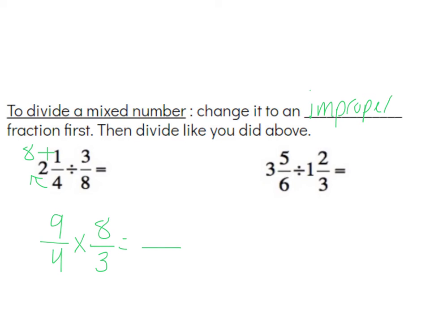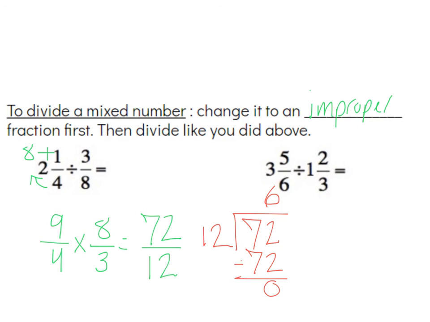Now, when I multiply these, I would get 72/12. Once again, we have to simplify. So I have 72 divided by 12. When I subtract this, I would get the whole number 6.